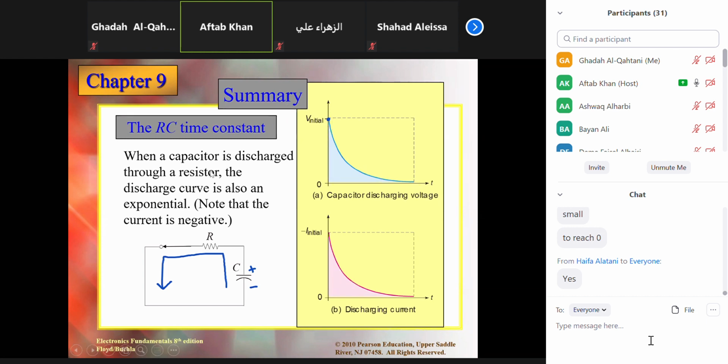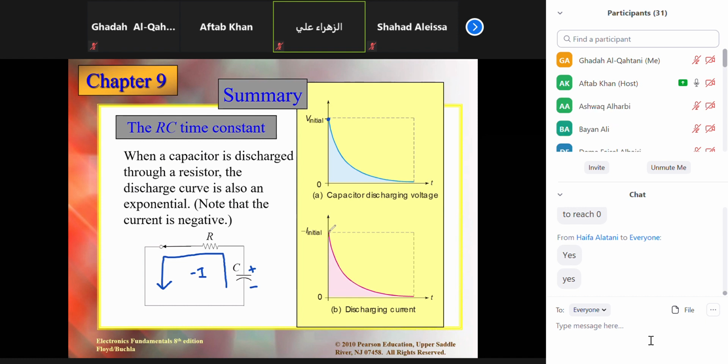And also you can see the current is flowing in the reverse direction. Can you see the direction of current flow now? It is counterclockwise. Previously that was clockwise. So we are using the sign here. Can you see negative? Yes. So negative. Current will be very large in the beginning, because the capacitor is fully charged.